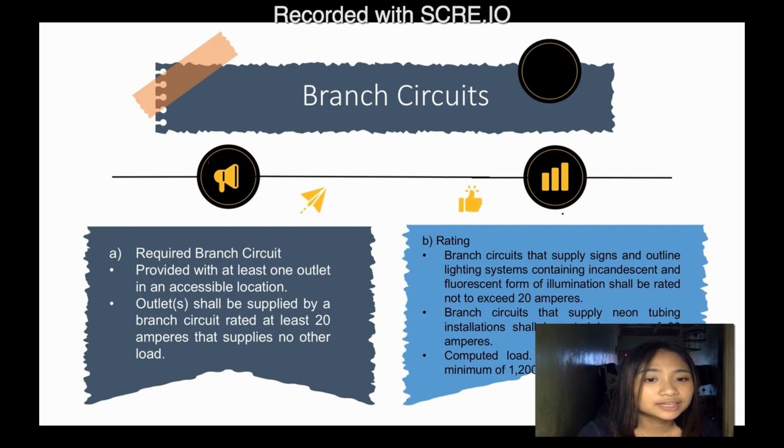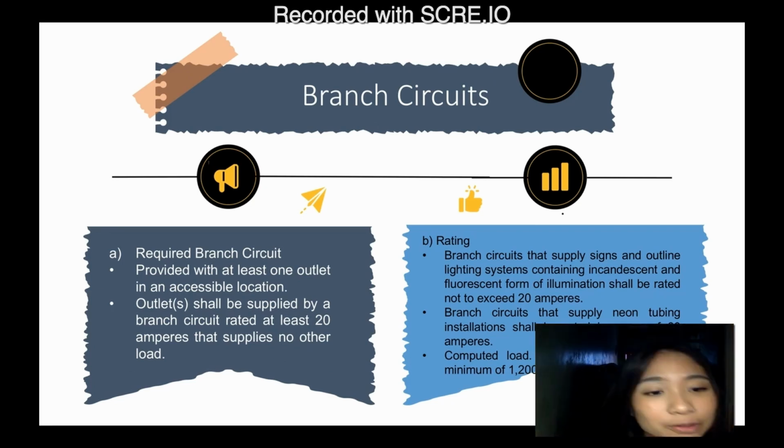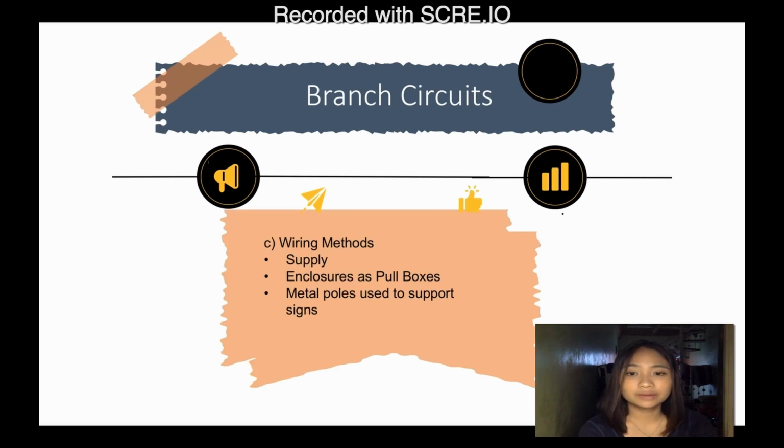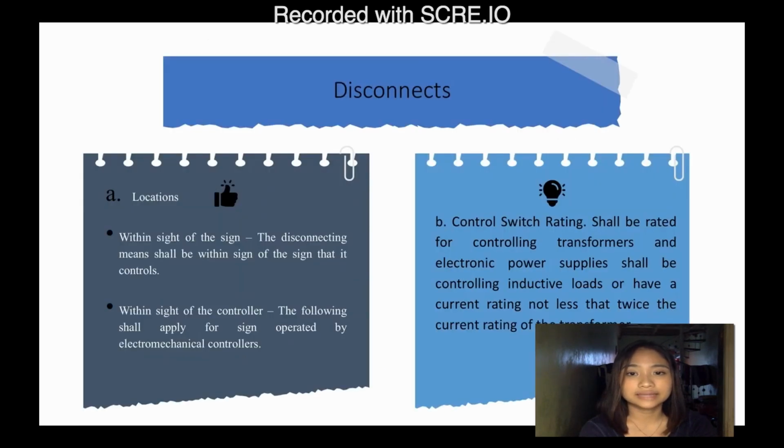B, branch circuits that supply signs and outline lighting systems containing incandescent and fluorescent forms of illumination shall be rated not to exceed 20 amperes. Neon tubing installations shall not be rated in excess of 30 amperes. Computed load shall be computed at a minimum of 1200 volt-amperes. C, wiring methods: supply enclosures such as pull boxes, and metal poles used to support signs.